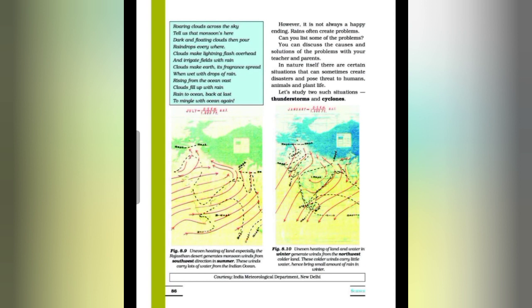So the winter monsoon picks up moisture as it blows over the Bay of Bengal and brings rainfall to coastal Tamil Nadu. So in nature itself, there are certain situations that can sometimes create disaster and threat to humans, animals and plant life. So now we'll study the two situations, that is thunderstorm and cyclone.